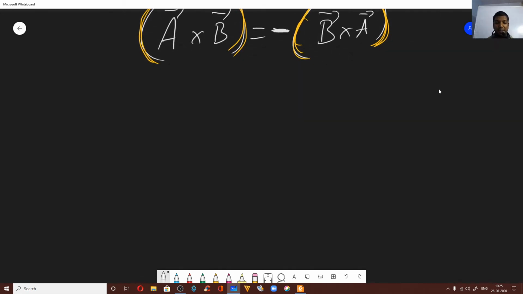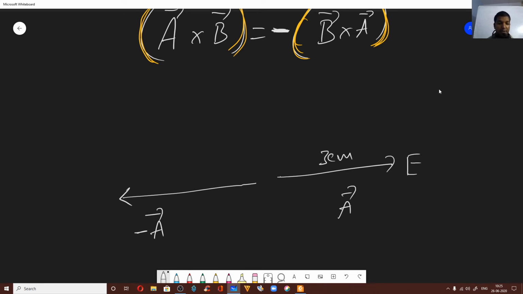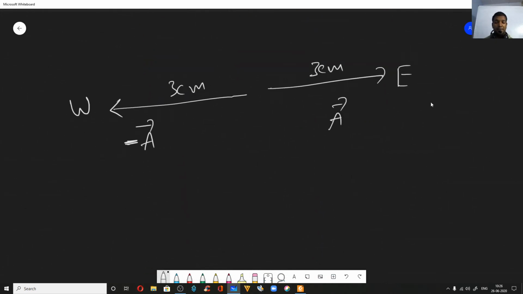I think you know when I say vector A is in east direction, and then I ask you to write negative of vector A, what will you write? You will write a vector of same magnitude. If it is 3 centimeter, you will write the same 3 centimeter, but negative of A tells you that it is pointing towards west direction. Exactly like that. So here C was pointing vertically upwards, D is pointing vertically downwards, having the same magnitude as that of C. So that is why we have this here. Now we have this property here.